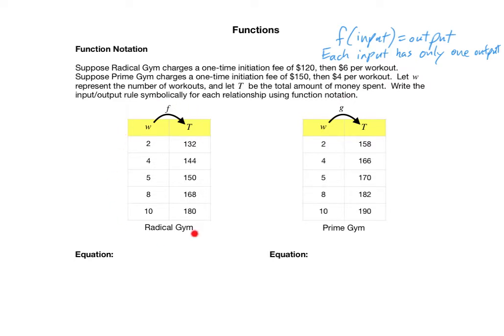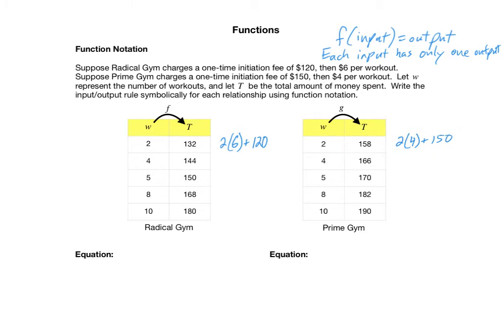So right here, we've got the input-output rule represented numerically. We did this in the previous screencast. Just to give you a reminder of where this came from, to get this $132 for 2 workouts, we took the $6 cost of a workout for Radical Gym, multiplied it by the 2 workouts, plus the initiation fee of $120. That gives us this $132. And over here, 2 workouts at Prime Gym would cost a total of $158, because at Prime Gym, each workout costs $4, and you're going to do 2 of them, plus you have the initiation fee of $150. And this arithmetic here is $158.